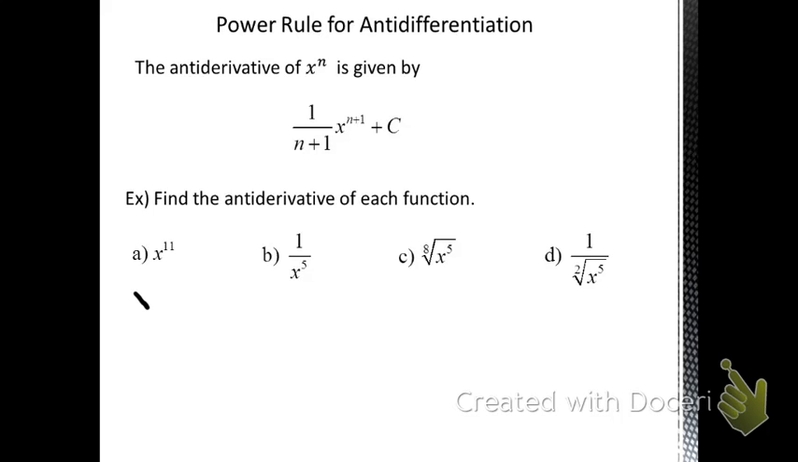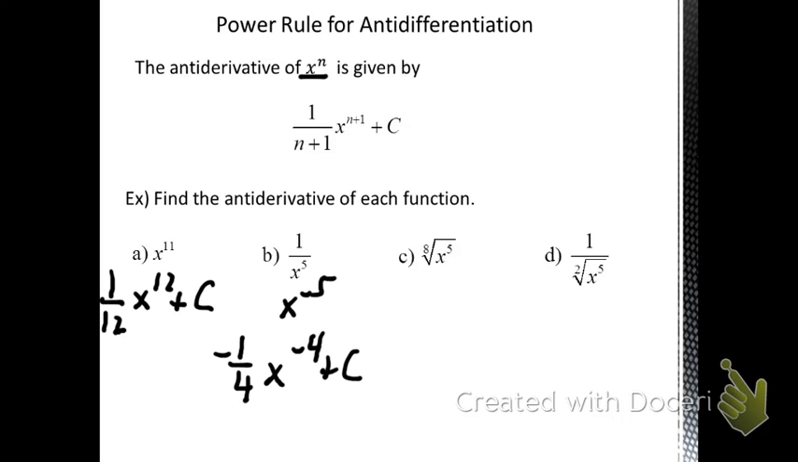I'm going to increase its exponent by 1, I'm going to multiply by the reciprocal, and I'm going to add a constant at the end. And I can do the same with all the other ones, provided that I have them written in that form, x to the nth power, to begin. For instance, part B, I could write that as x to the negative fifth power, and then apply the same rule. Increase the exponent by 1, multiply by the reciprocal of that exponent, and then add c at the end.